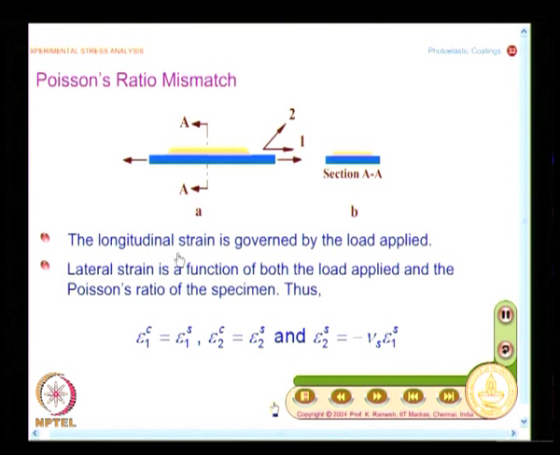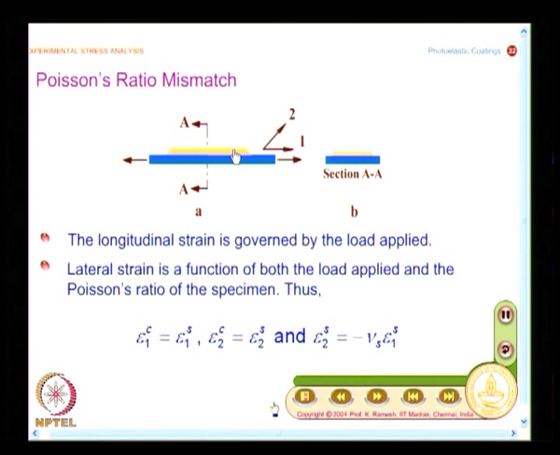So, the longitudinal strain is governed by the applied load, whereas the lateral strain is a function of both the load applied and the Poisson's ratio of the specimen. So, what I have here is epsilon 1 c equal to epsilon 1 s, there is no problem, and we have epsilon 2 c is also equal to epsilon 2 s, because we assume that the bonding of the coating is very carefully done, so that whatever the strains developed in the specimen are faithfully transmitted to the coating.